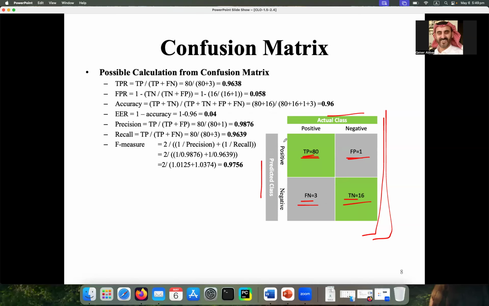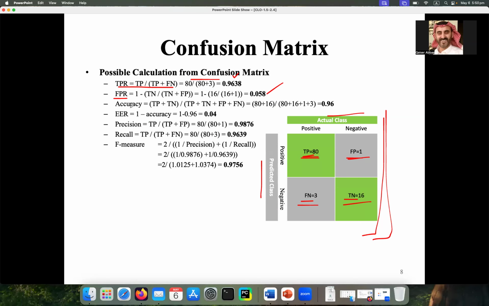Now we can calculate the TPR if we have the confusion matrix. And the formula for the TPR is TP divided by TP plus FN. Put the values in it from the confusion matrix and you have your answer. Similarly, for FPR, the formula is 1 minus TN divided by TN plus FP. Put the values from here and then you have your answer here.